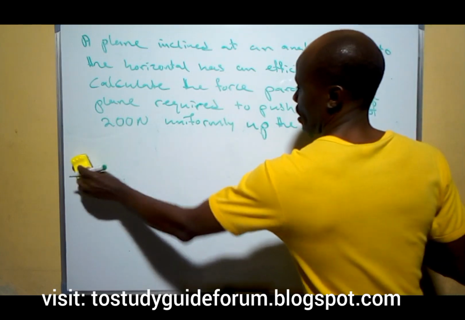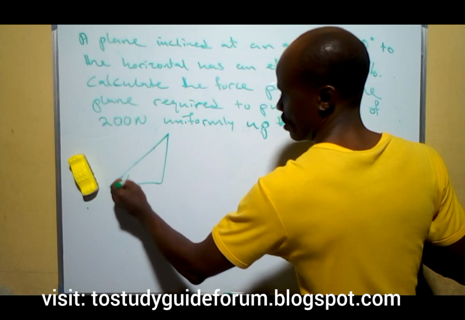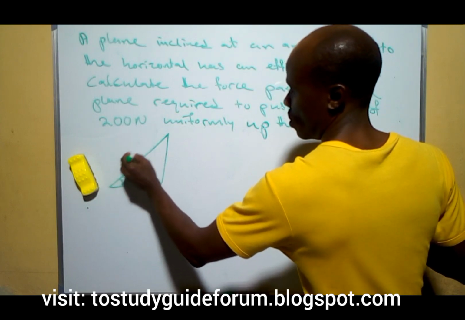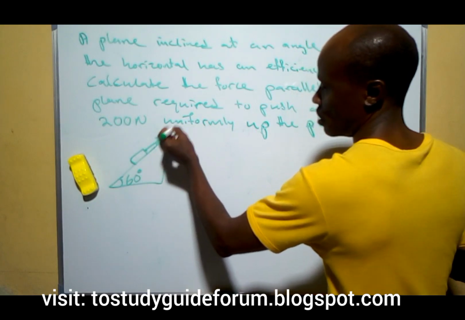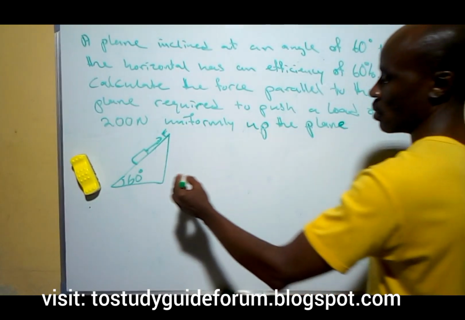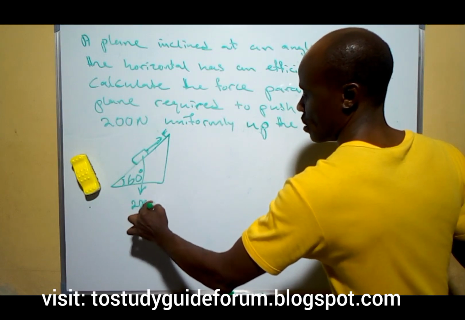So in that case, what we have here looks like this. It's a machine that looks like this. This is 60 degrees, and then the load is here. Then we're looking for a force that will push it upward. That is the effort. Now our load is moving downward.